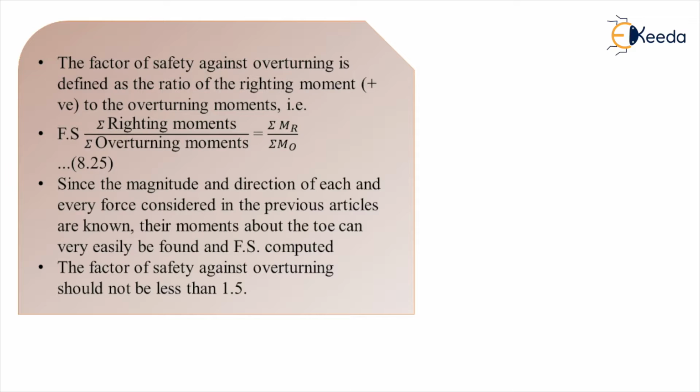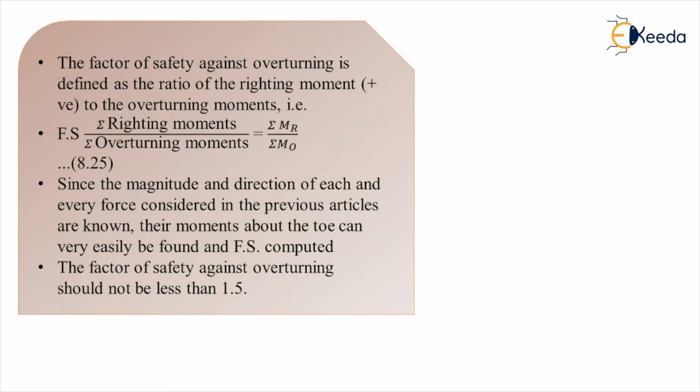Similarly here also, in gravity dams, if there are no other resisting forces to act against those exerting forces, the dam will definitely fall by overturning. So if we want to keep the dam in a safe condition against overturning, we have to find out the factor of safety against overturning, which can be found by using this formula: factor of safety is equal to the summation of resisting moments.